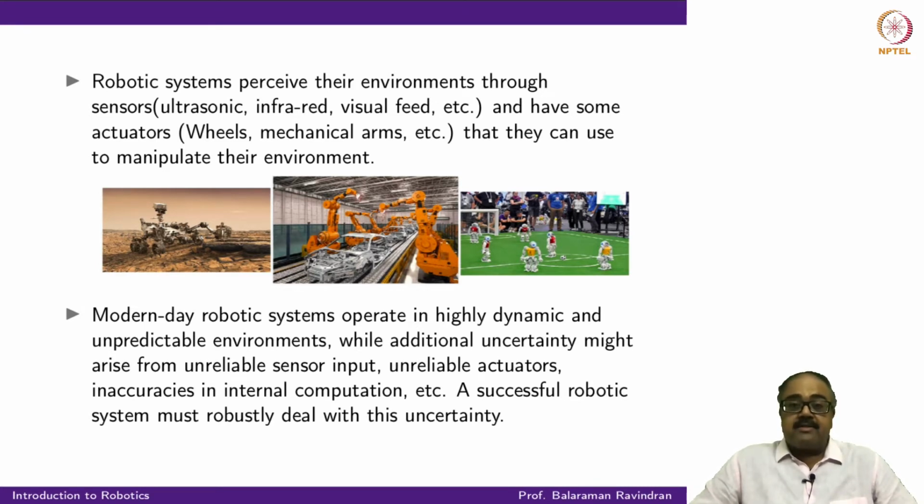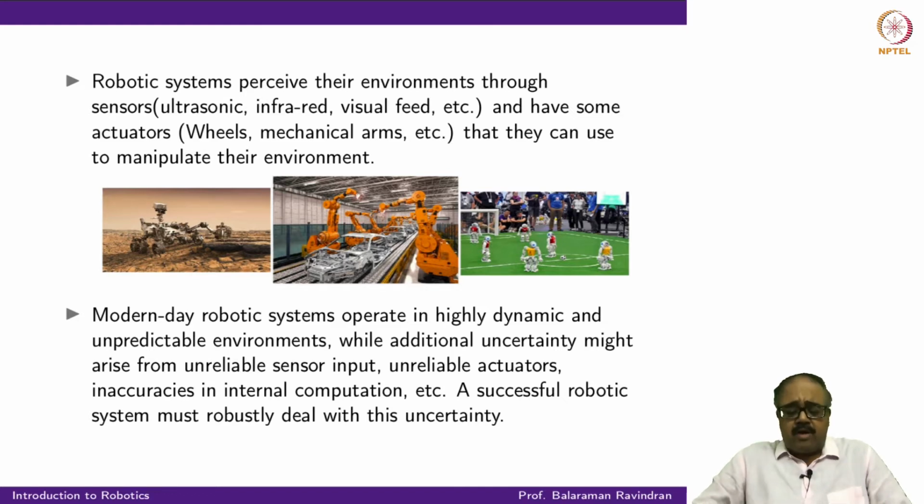It could be wheels, and as you can see in these humanoid robots, there could be limbs, or it could be more articulated mechanical arms like in factory assembly lines. So there are a variety of circumstances under which different kinds of actuators are used, and these are typically used to manipulate their environment. So this is one of the core things in robotics. There is a system that perceives the environment through sensors and then operates and affects the environment through the actuators that are part of the robotic system.